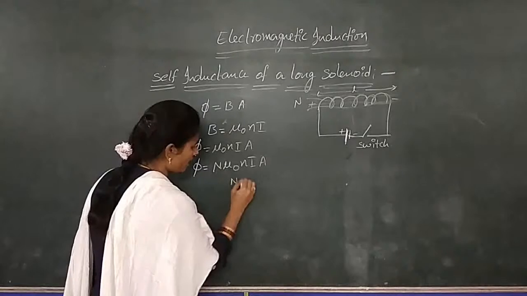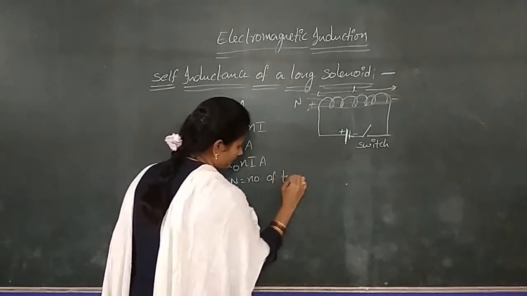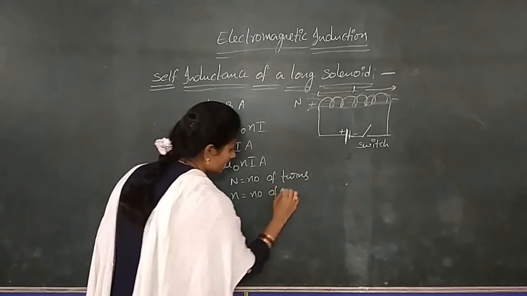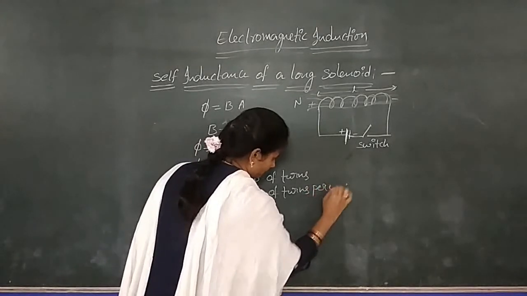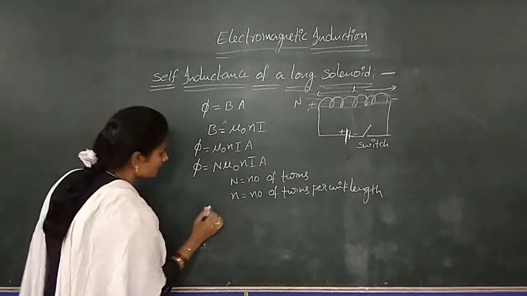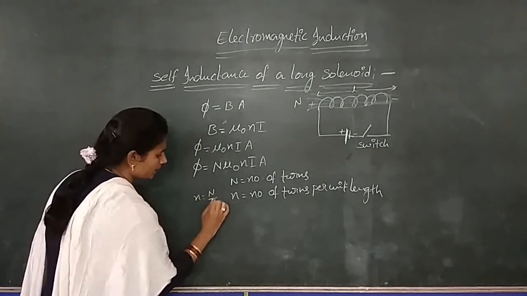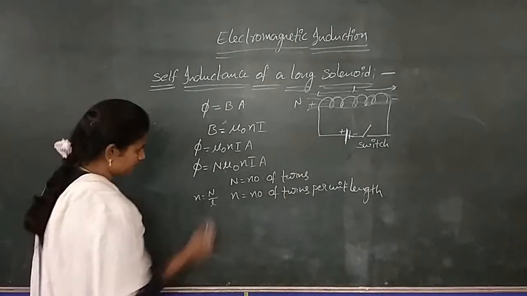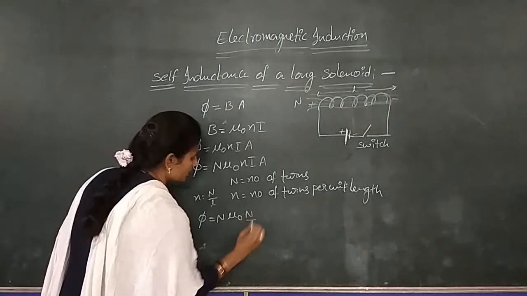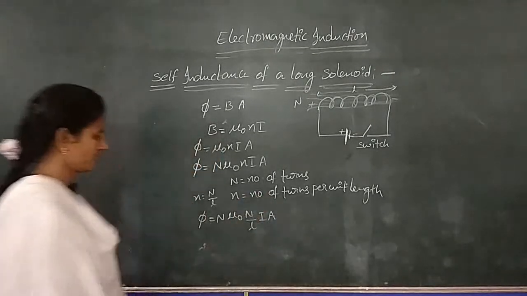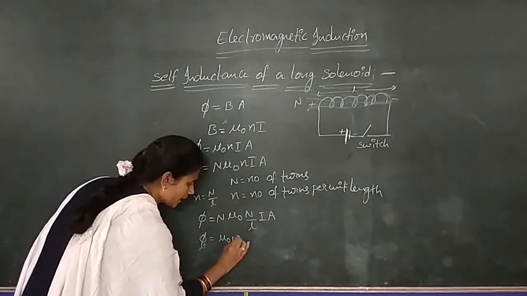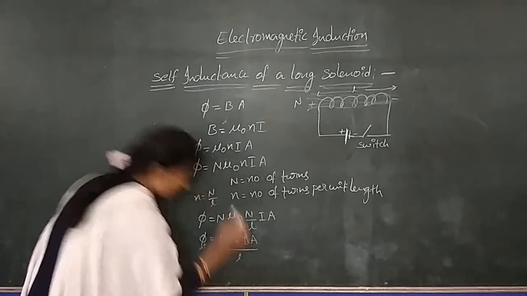Here capital N is the number of turns and small n is the number of turns per unit length. So small n is equal to capital N by L, where the length of the solenoid is L. From that, what is the flux? Phi is equal to N into mu naught N by L i A. So phi is equal to mu naught N square i A by L. So this is the flux.